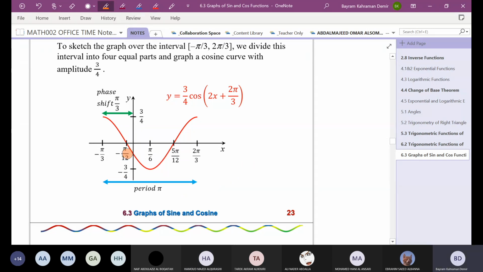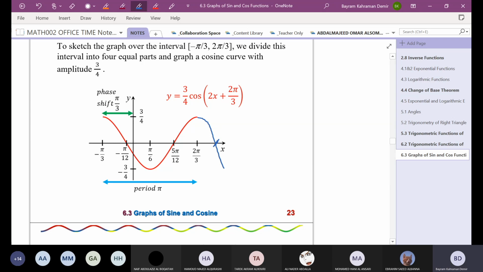And now just keep adding pi over 4 to find the next number. Add pi over 4 to find the next number. Well, maybe we would like to go further. Let's sketch a little bit more here. Maybe this much. So how about this point?